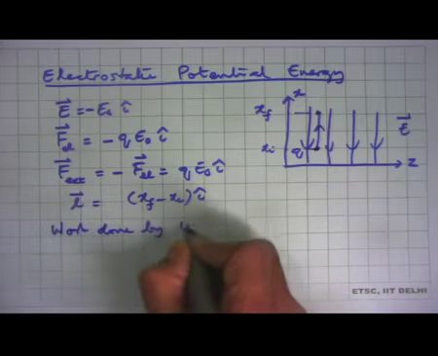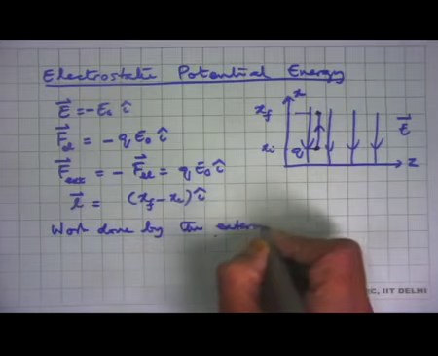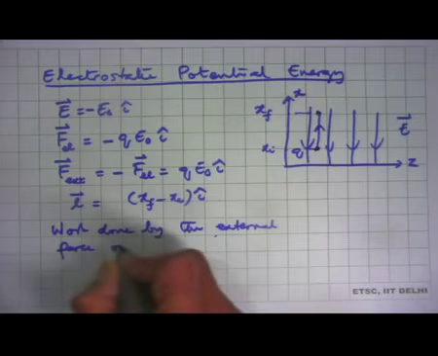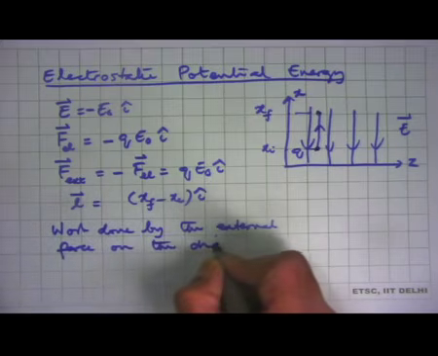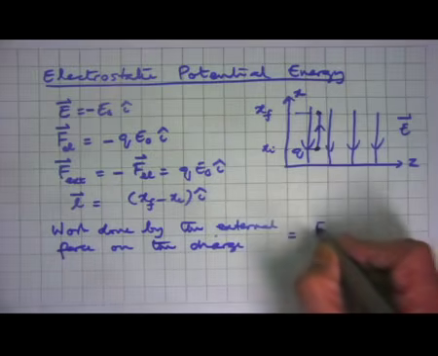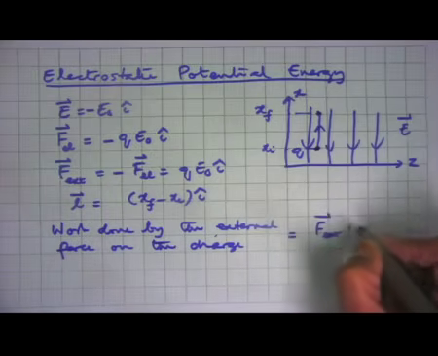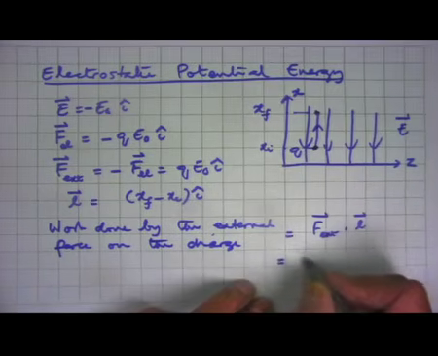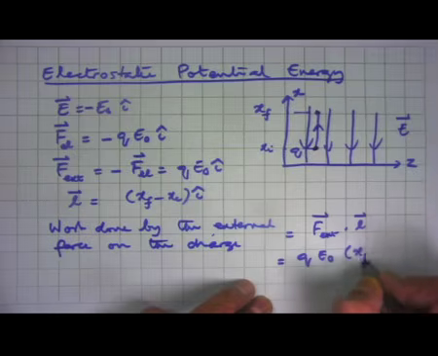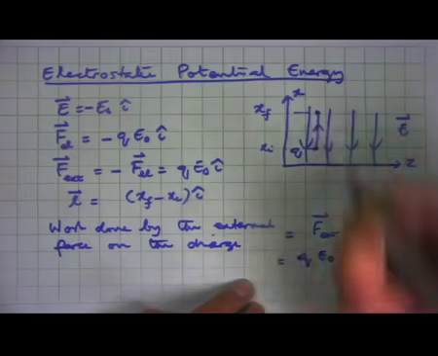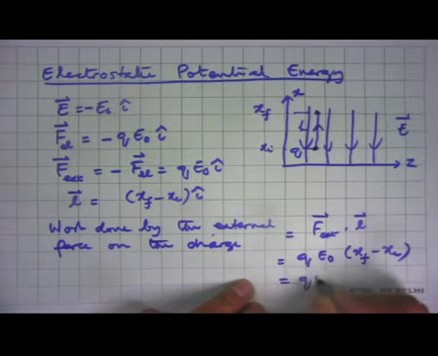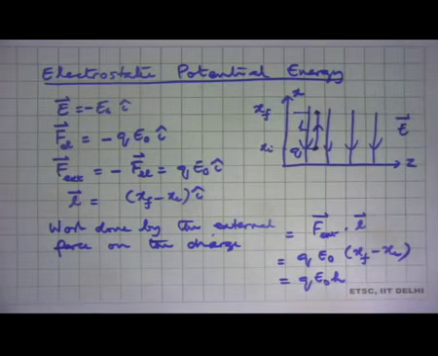by the external force on the charge is equal to F external dot L, which is equal to q E naught times xf minus xi. So, if I call this height h, this is equal to q E naught h. So, this is the work done by the external force to move the charge from xi to xf, and this work gets stored in the form of potential energy of the charge.